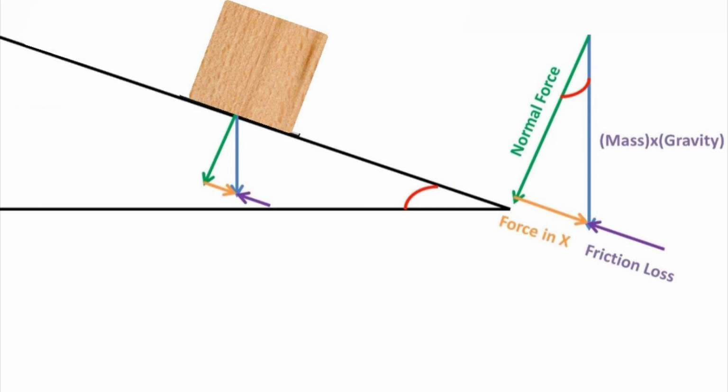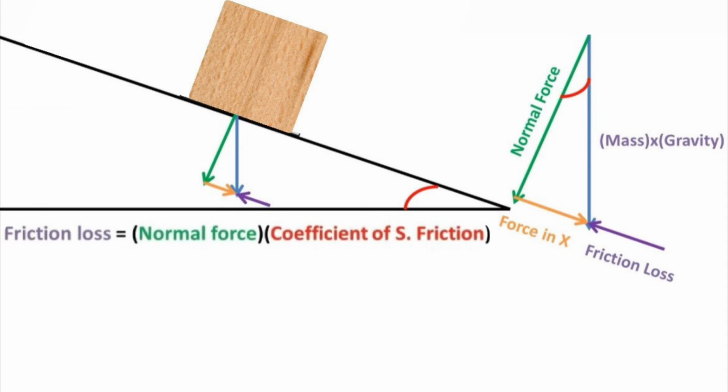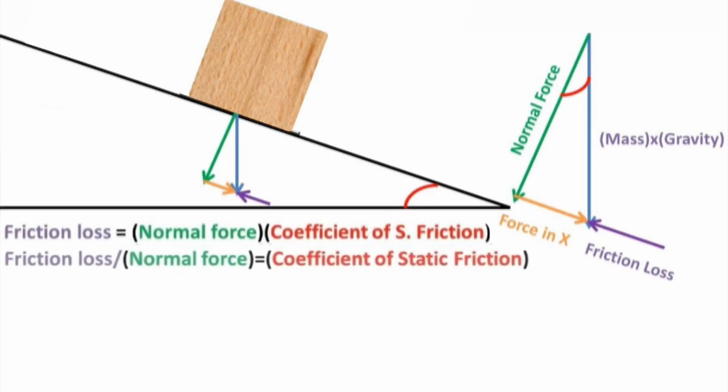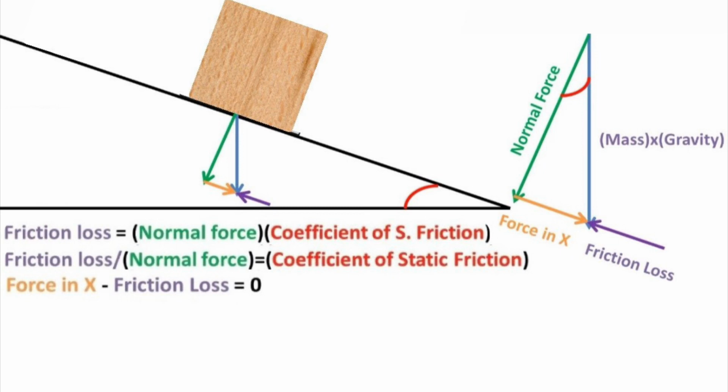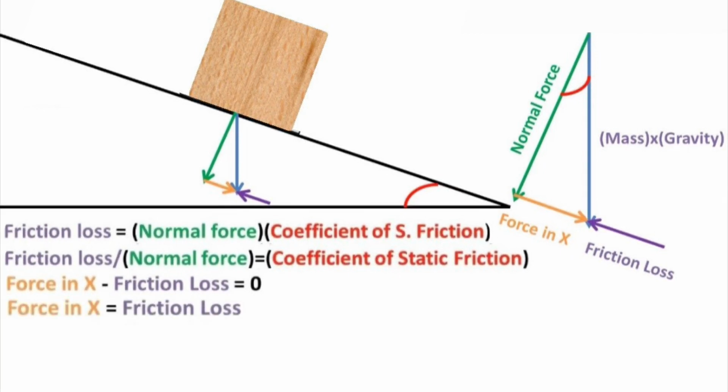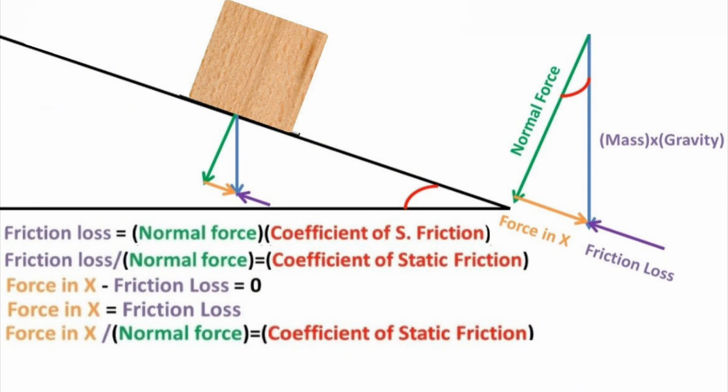the normal force. To begin, we'll solve for friction loss using the formula friction loss is equal to normal force times the coefficient of static friction, which we can rewrite as friction loss over normal force is equal to the coefficient of static friction. In our experiment, we'll be taking the minimum angle just before the object begins to slide, which is the angle where the force in x direction perfectly cancels out the friction loss, leaving 0. By rewriting this equation, we know that the force in x direction is equal to the friction loss. We can now plug in the force in x where the friction loss was in the previous equation.